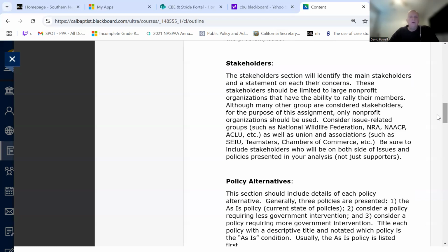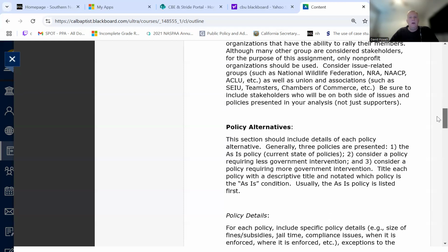Then you'll have a section on your stakeholders. You should identify the main stakeholders and a statement for each one of their concerns. These stakeholders should be limited to large nonprofit organizations that have the ability to rally their members. Essentially, we are looking for stakeholders who have the capacity to influence the policy-making process. So you'll be considering primarily groups that have those resources and have those members who can influence the process. Be sure to include stakeholders who will be on both sides of the issue and policy presented in your analysis. So not just supporters, but also opponents as well.